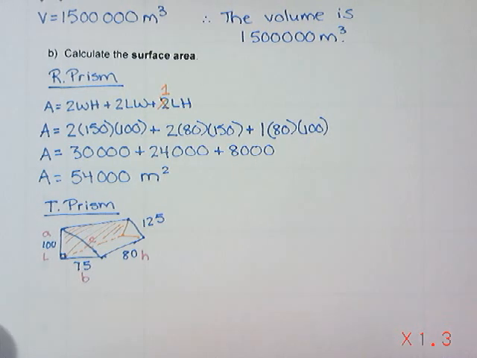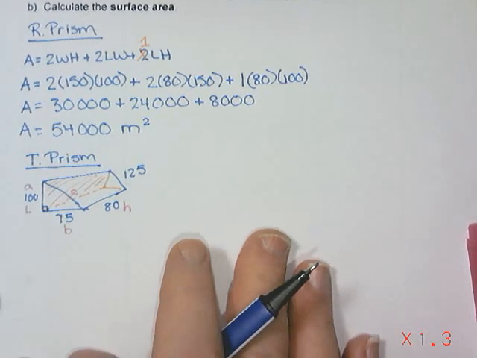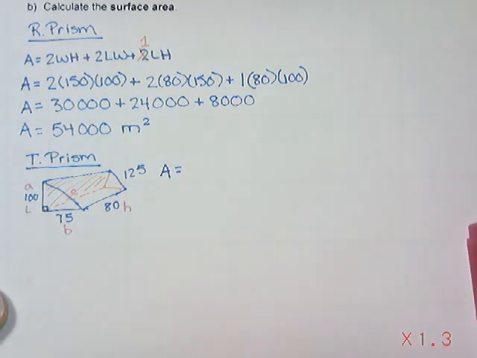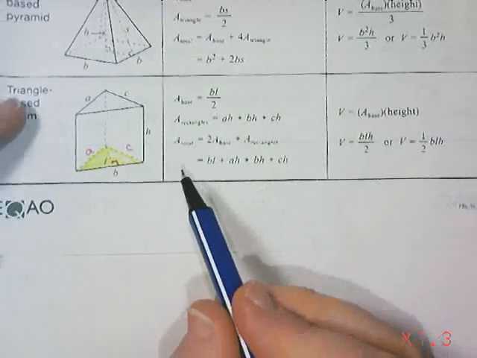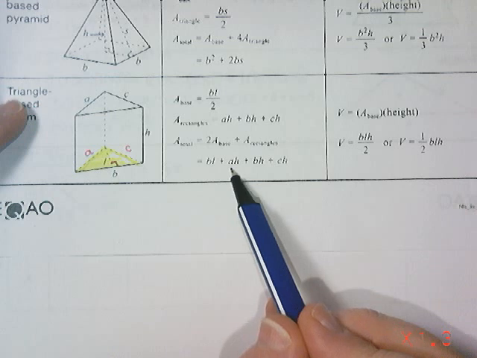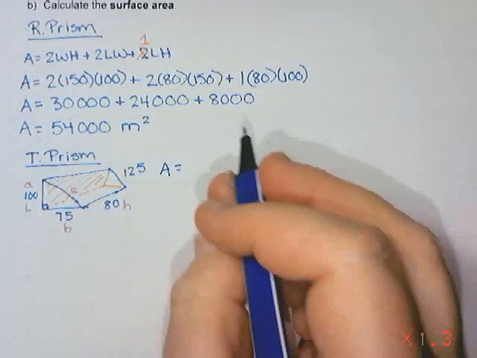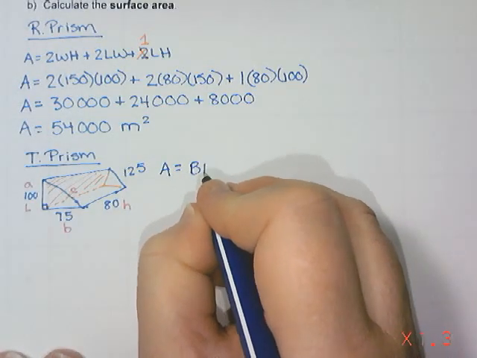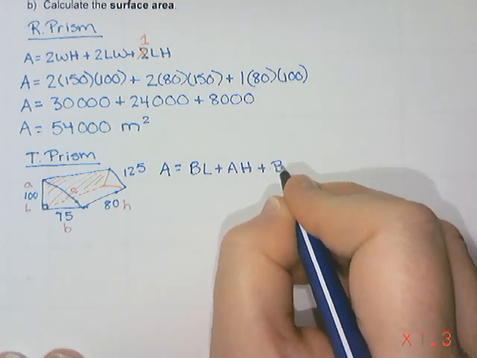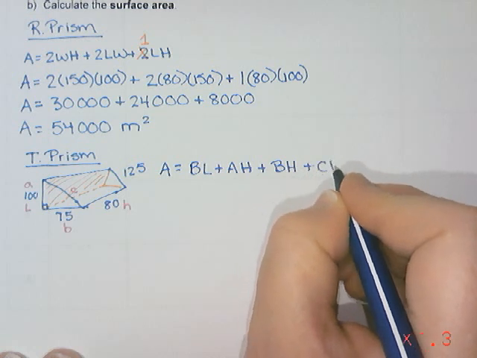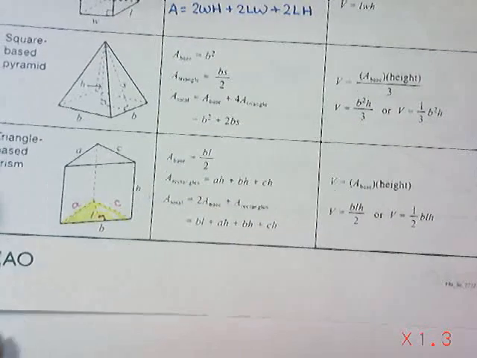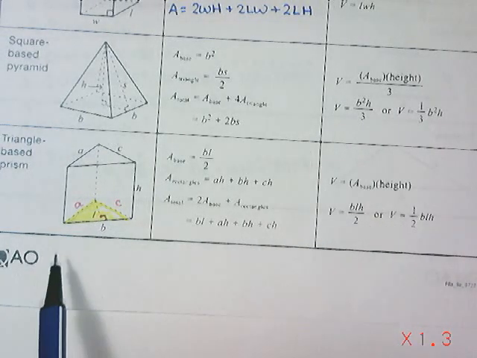So when I go to calculate the surface area of my triangular prism, my area, there are so many formulas here. I like to start at the bottom and then work my way back up if I need to. So I have BL plus AH plus BH plus CH. And then I need to eliminate part of this.